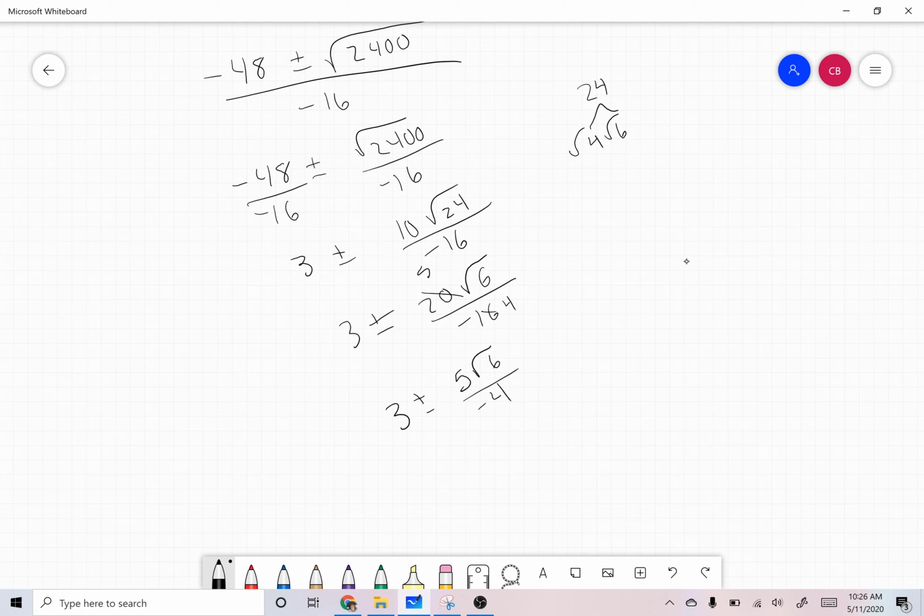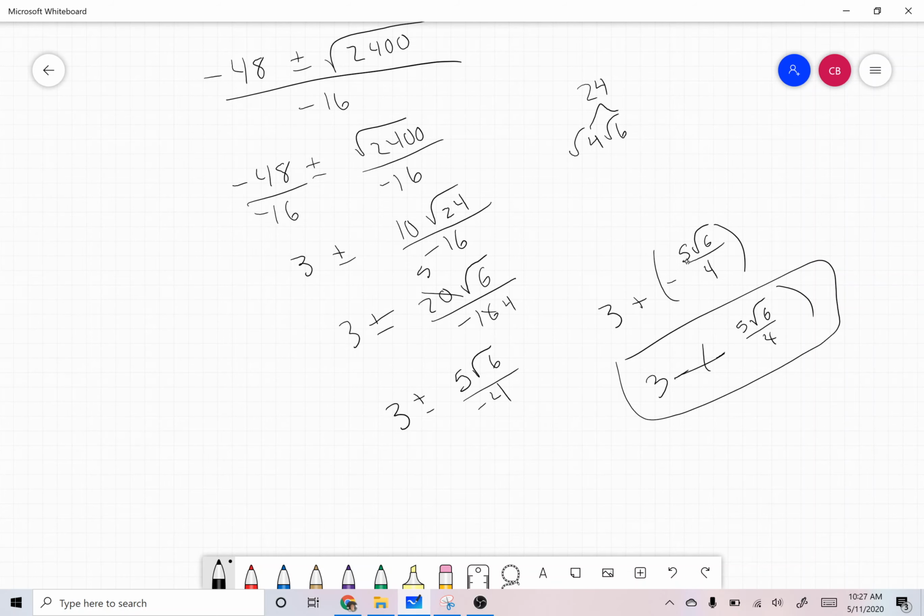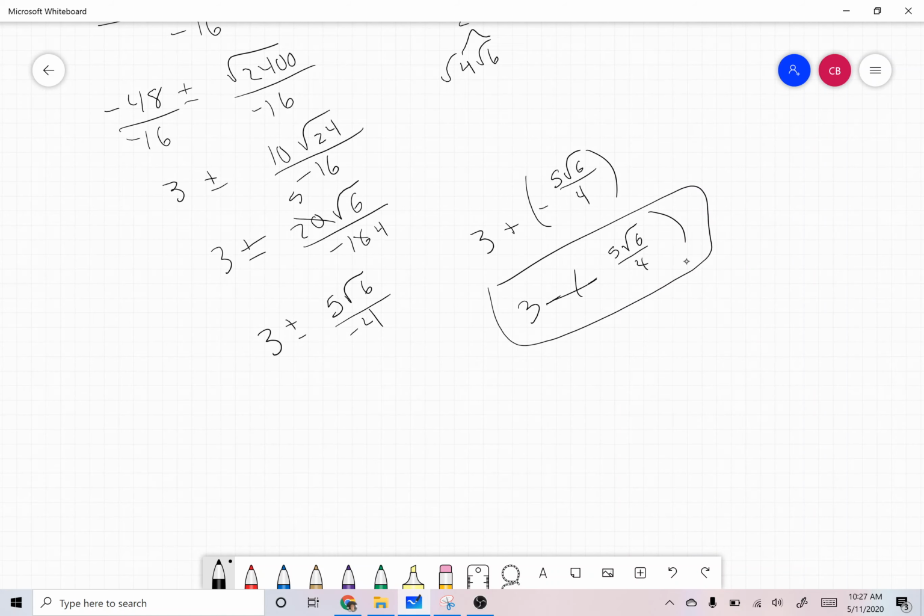So we want to know what time it hits the ground. In this case, we have 3 plus negative 5 square root of 6 over 4, and 3 minus negative 5 square root of 6 over 4, which means we want to change that to plus. So we probably want this answer. I only know that because this is a negative. If we subtract a negative, that adds, so that makes the distance further.